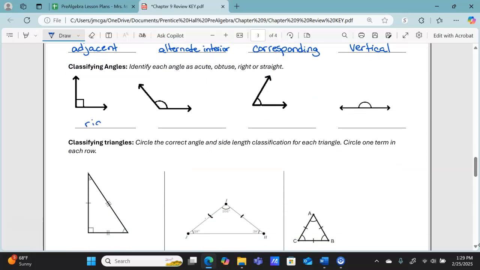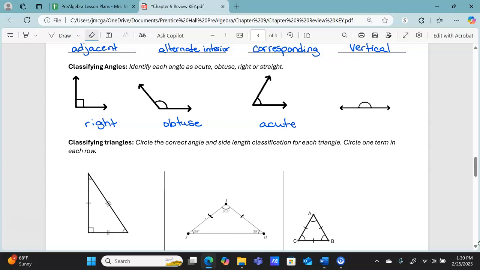This is a right angle. Pay attention to your instructions on this. We're classifying them differently. This is obtuse. This is acute. Acute is less than 90. Obtuse is more than 90, but less than 180. Right is 90, and it will be noted by that little square. And then this one is a straight angle.